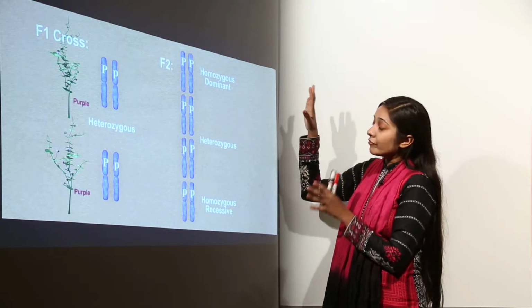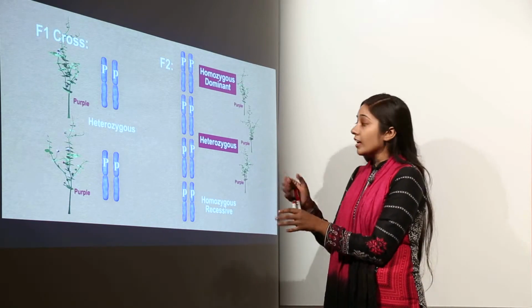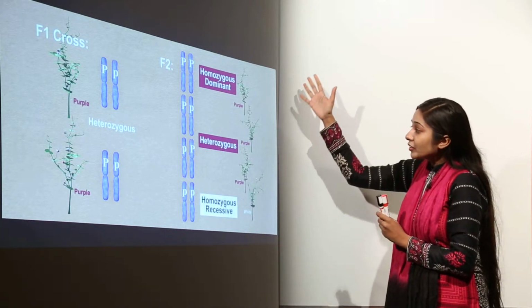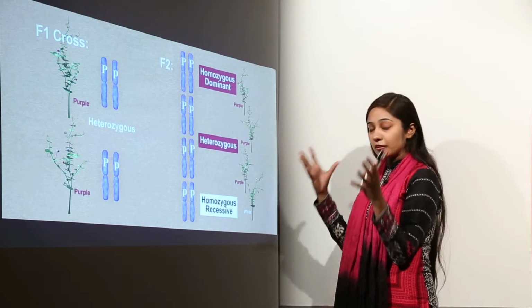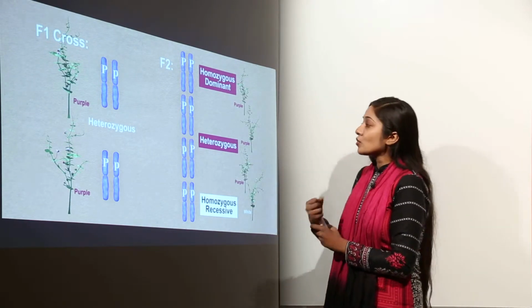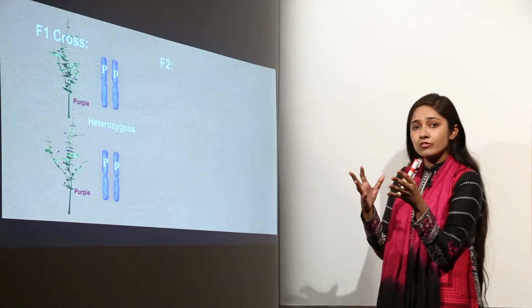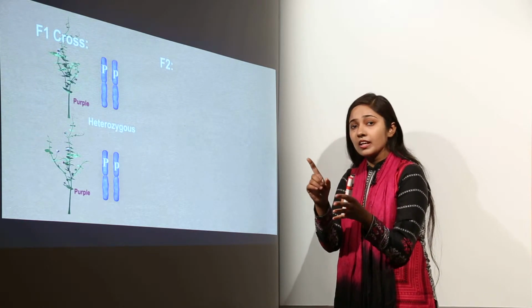But when you look at the plants physically, what you're going to see is three plants with purple flowers and one plant with purely white flowers. So what does this confirm? This confirms that three plants will be purple and one plant is going to be white.